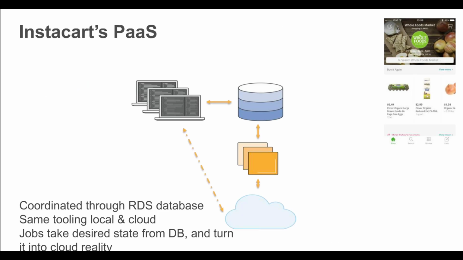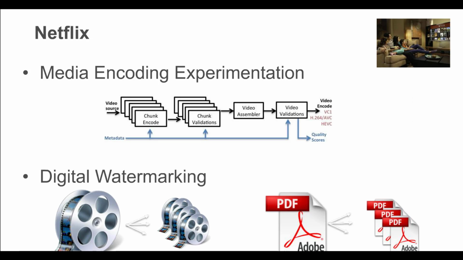A second use case is the Instacart platform as a service that we talked about. In this case, Instacart built a platform as a service coordinated through an RDS database and the same tooling for local and cloud. They are primarily a Ruby, Rails, JavaScript, Python, and R shop, and their primary domains each within their own SLA. And domains were comprised of many smallish services. Instacart used an anti-pattern of a monorepo to get there, and they built a custom PaaS on ECS.